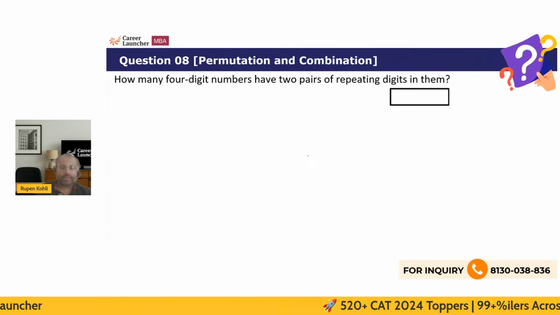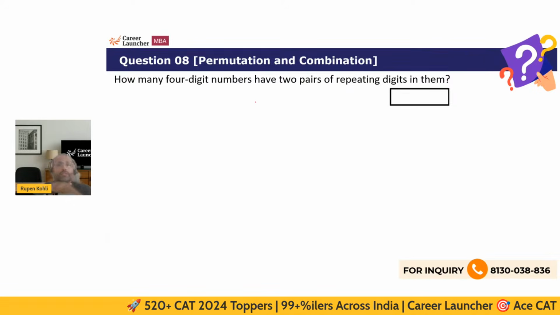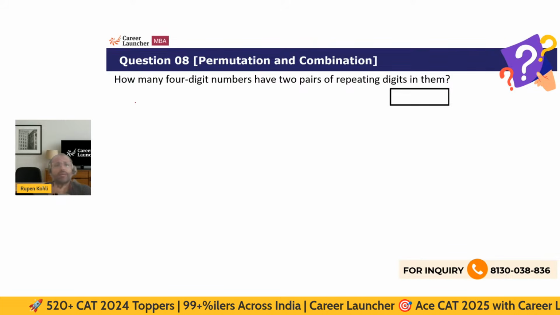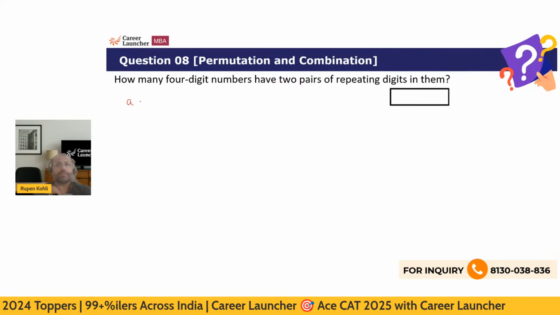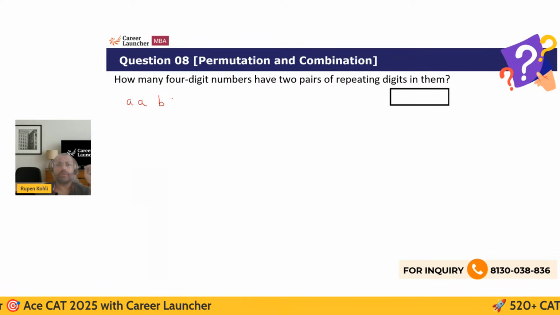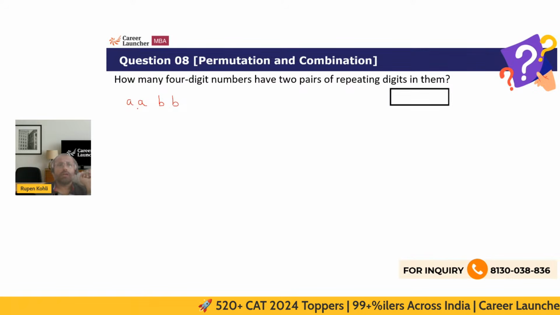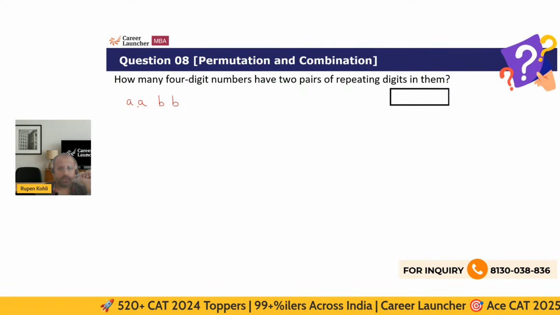Okay, so I'll start. Still waiting for your answers. Let's see. So 4-digit numbers having two pairs of repeating digits means the number has digits in the form of, let's say, two digits A and B. So A will repeat twice, AA, and B will repeat twice, BB, in some order. So the digits are in this form, right? The ordering could be anything.